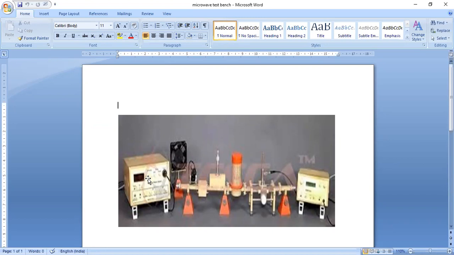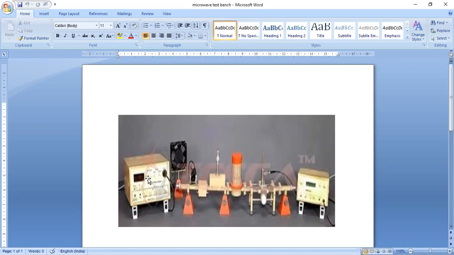Now adjust the beam voltage; you have to see the beam current. Slowly you have to adjust the beam voltage. The beam voltage knob is there, the repeller voltage knob is there. You have to adjust the beam voltage. How much can you go for? Up to 200 to 400.